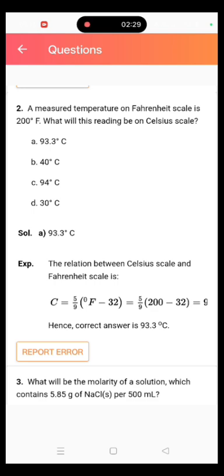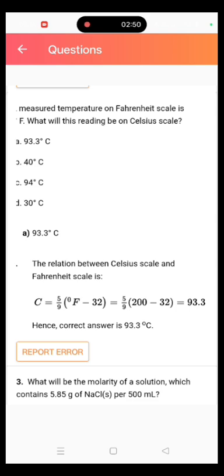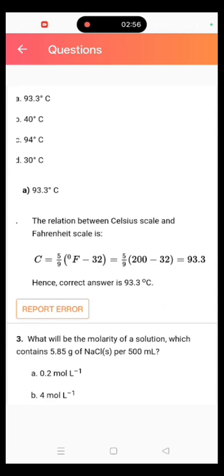That is F minus 32 is equal to 9 by 5 into C, or C is equal to 5 by 9 into (F minus 32). So 5 by 9 into (200 minus 32). So 5 by 9 into that value will get 93.3. Okay, just calculate and ensure the answer.